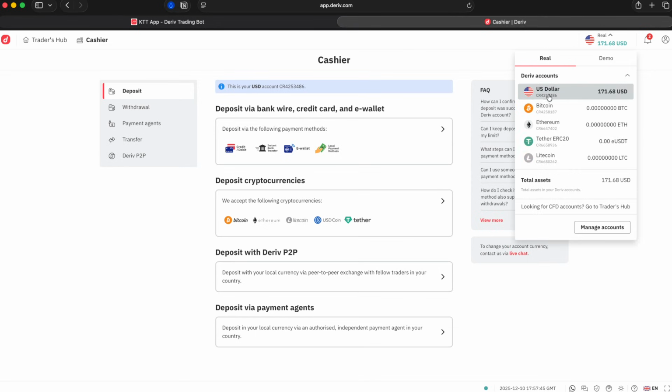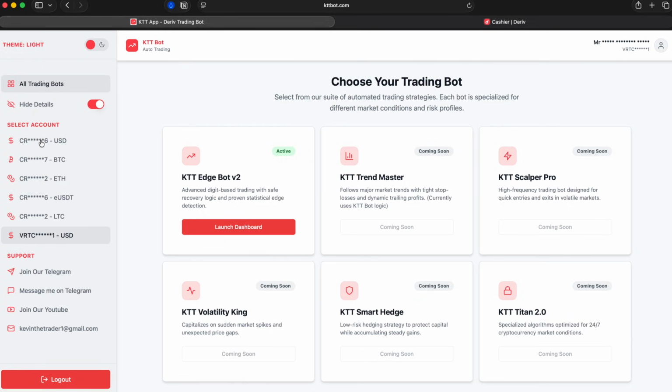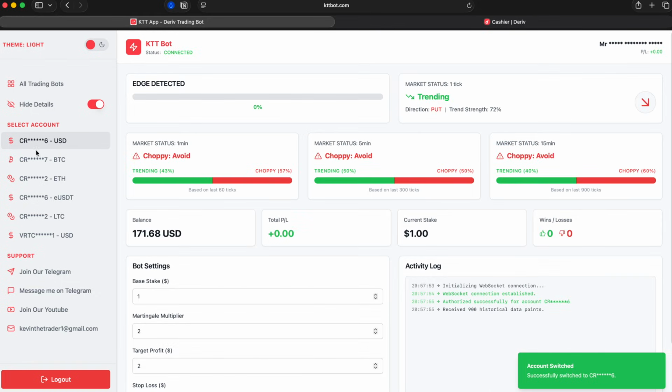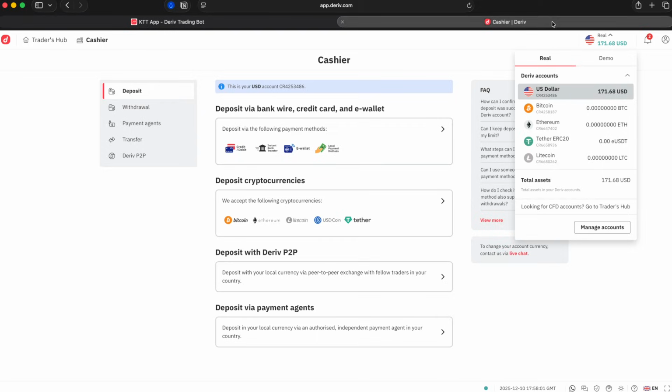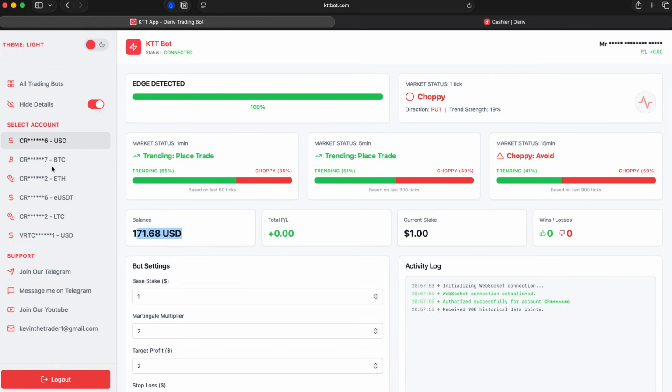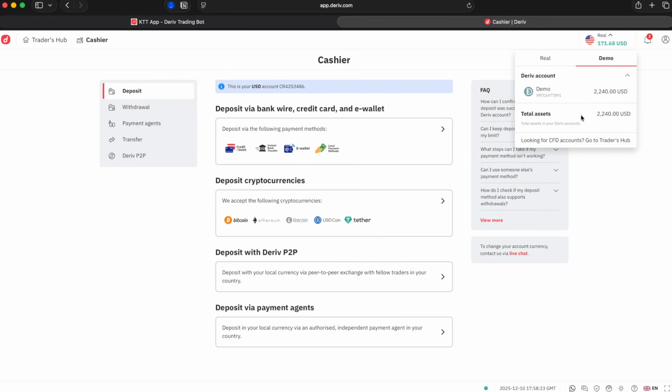So this is my first account, US dollar. You'll see it here. This is my dollar account. Maybe let me just launch it. If I go to it, this is my real account. As you can see, 171.68 is just the same as here, 171.68. Then followed by the Bitcoin account, Ethereum account, the Tether account, and then Litecoin. And then lastly we have the demo account.